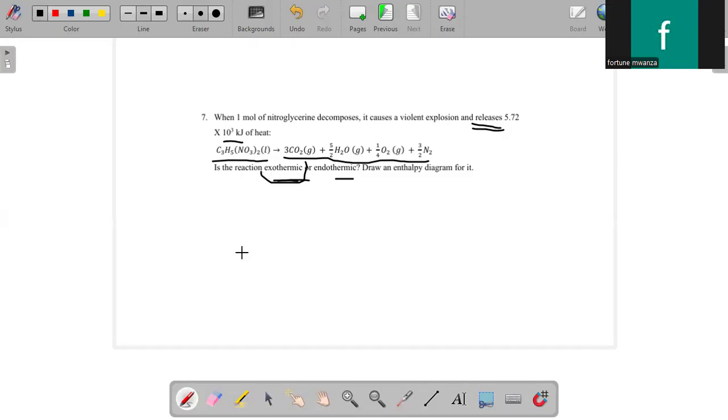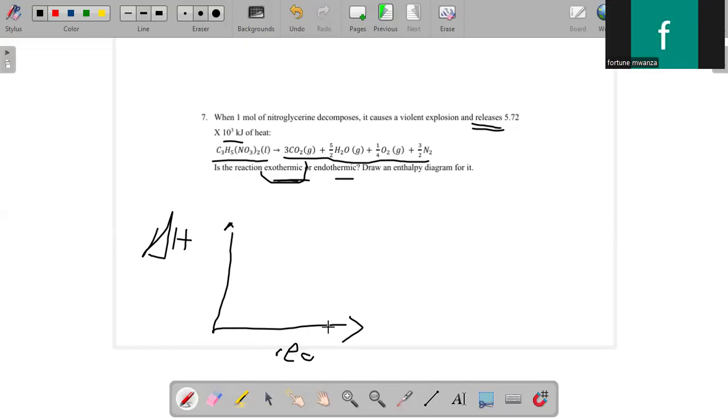You draw your y-axis like that, then the x-axis like that. Here on the y-axis you can indicate energy, or you can say enthalpy, change in enthalpy. So let me just say change in enthalpy here. Then on the x-axis I can say reaction progress. This is how the reaction is progressing. If you want, you can put time here.